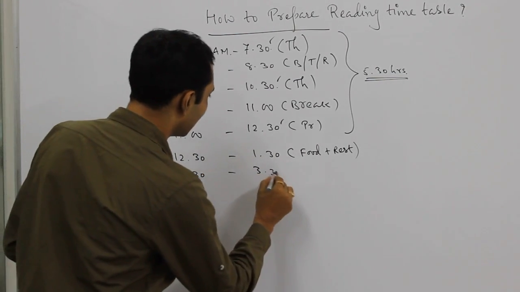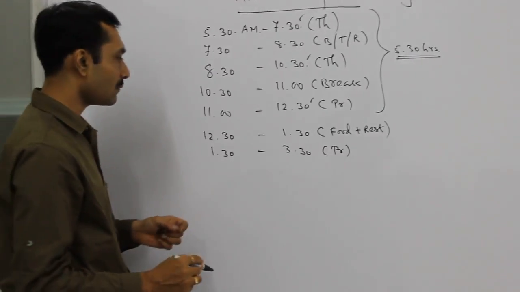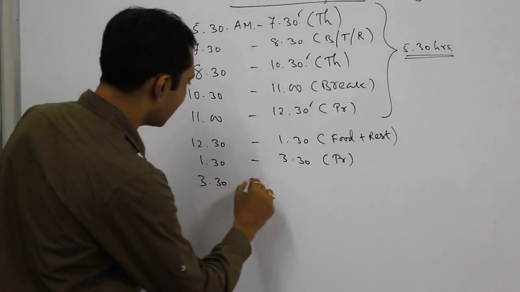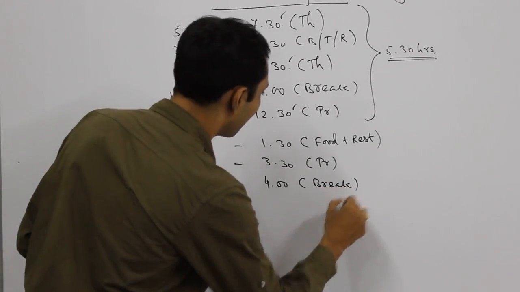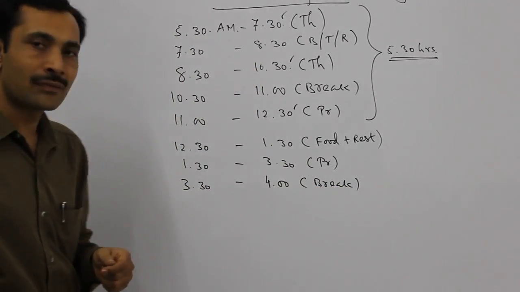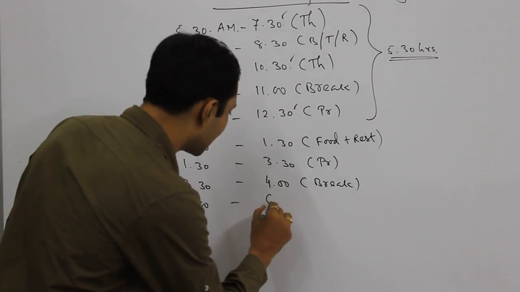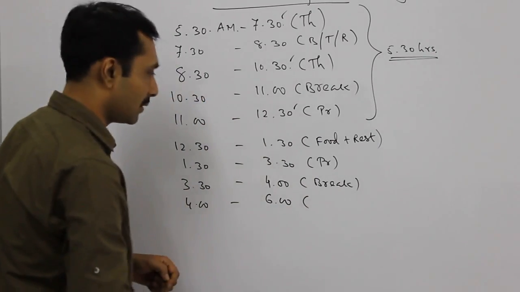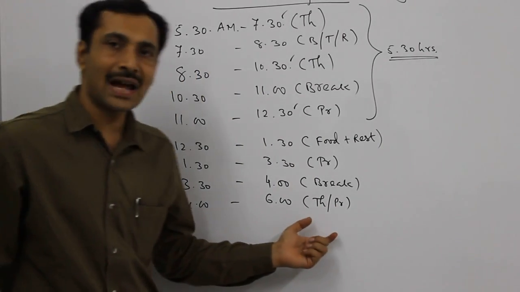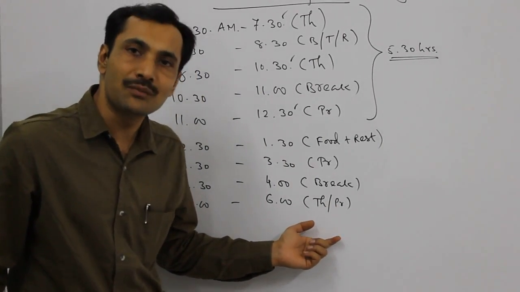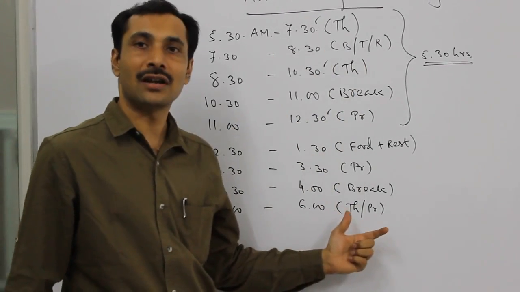1:30 to 3:30, you will study the practical subject again. 3:30 to 4, you will have a tea break or refreshment break. Again, before 6, for 2 hours you will learn either a theory or a practical subject. It is advisable not to take up more than 2 subjects in a single day. So you can take the theory subject again.